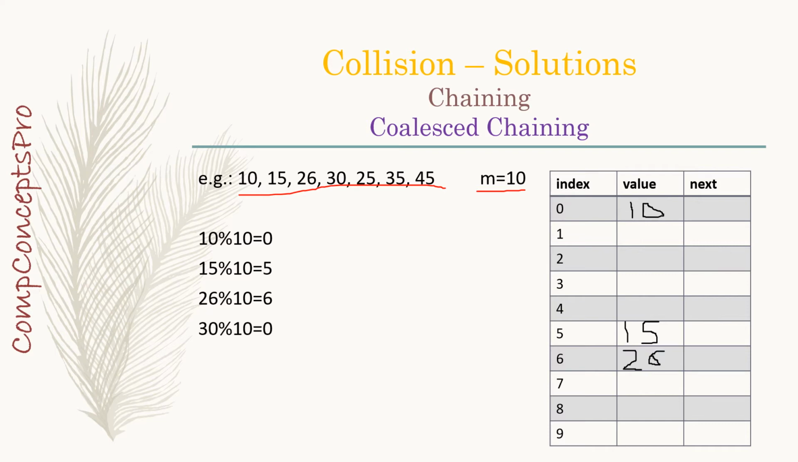Next key is 30. So now there is a conflict because 30 mod 10 again generates the hash code 0. So now in coalesced chaining we have to find out the empty slot available from the last index position. So 30 will be stored here at the index position 9. And the index position 9 for this key will be stored here.